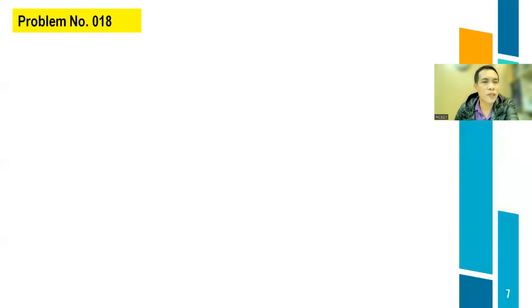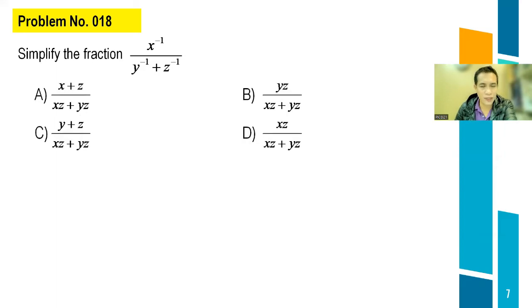Let's go to problem number 018. Simplify the fraction x raised to negative 1 over y raised to negative 1 plus z raised to negative 1. For the choices, for letter A, we have x plus z over xz plus yz. For letter B, we have yz over xz plus yz. Letter C, y plus z over x plus z plus y plus z. Xz plus yz. For letter D, xz over xz plus yz.